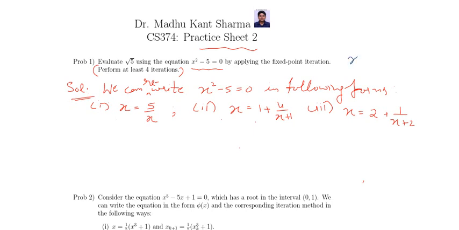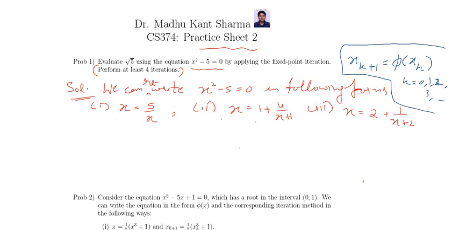So you are supposed to define a scheme of the form xk plus 1 equals phi of xk for k equals 0, 1, 2, 3 and so on. To get this, first you need to write the functional iteration, or in short the fixed point iteration scheme, in the following form. And you should make sure that this scheme converges to the root.